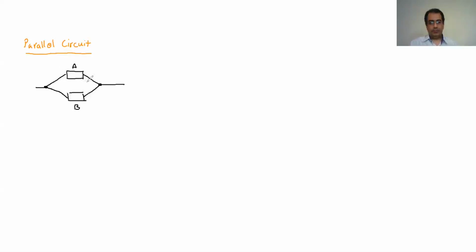This is a loop here, sorry. There's a loop here, and I have only two elements in this loop. If I write the Kirchhoff voltage law for this one, it means that the voltage of A plus the voltage of B should be 0 if I add them together. In other words, the voltage of A should be equal to the voltage of B.